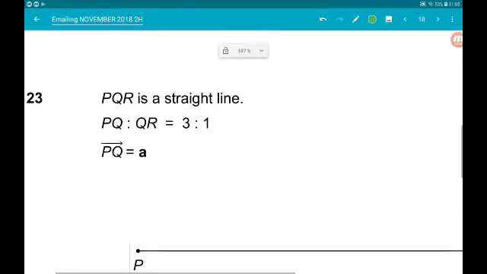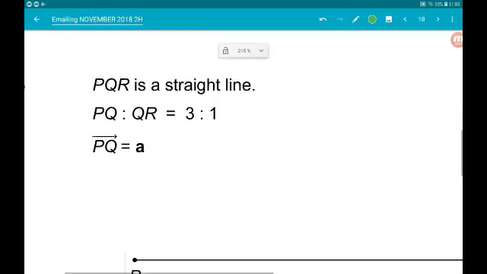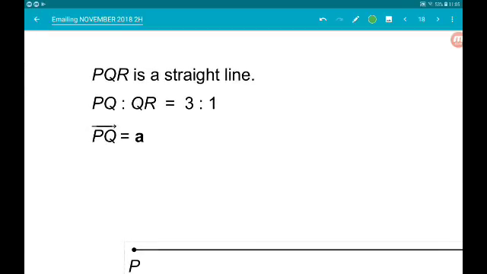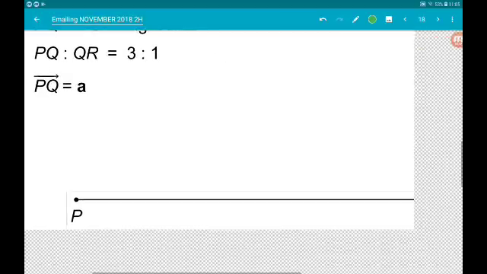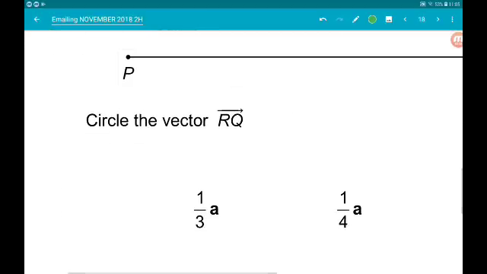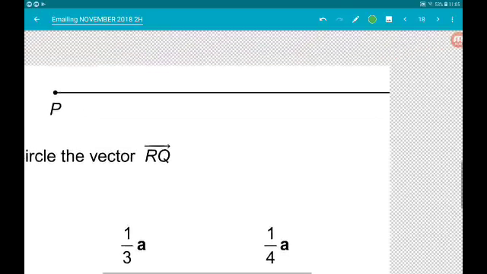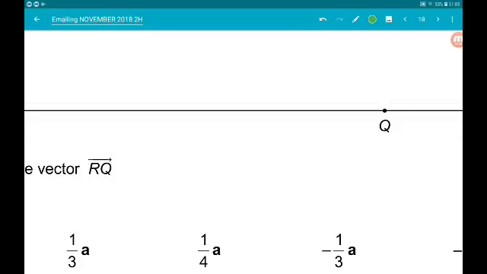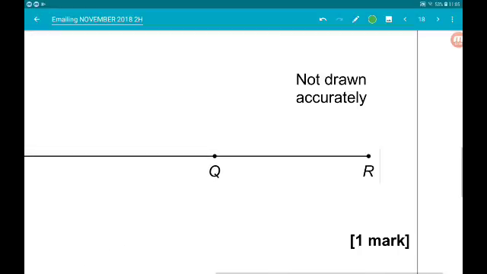23. PQR is a straight line. P to Q to Q to R is 3, 2, 1. P to Q, or vector P to Q, is little a. Circle the vector R to Q. Sorry. Yeah, R to Q. Right.